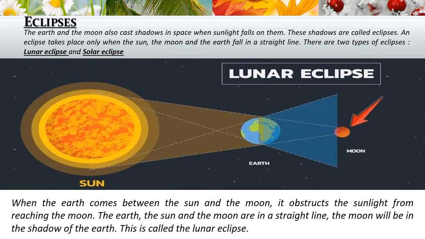Lunar eclipse. When the earth comes between the sun and the moon, it obstructs the sunlight from reaching the moon. The earth, the sun, and the moon are in a straight line. The moon will be in the shadow of the earth. This is called the lunar eclipse.